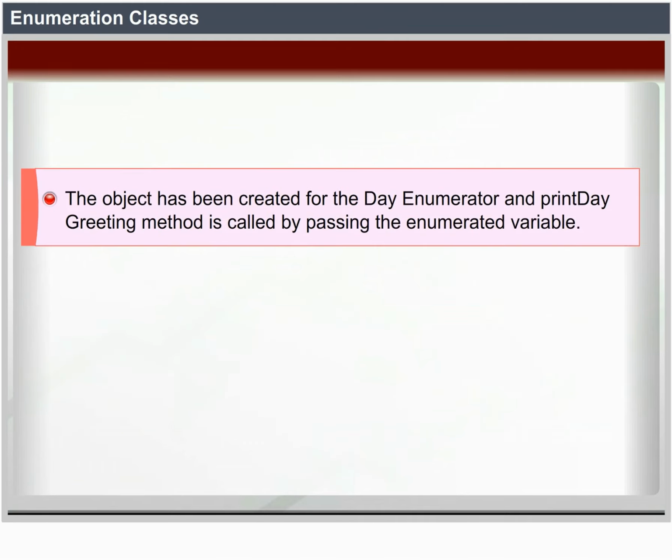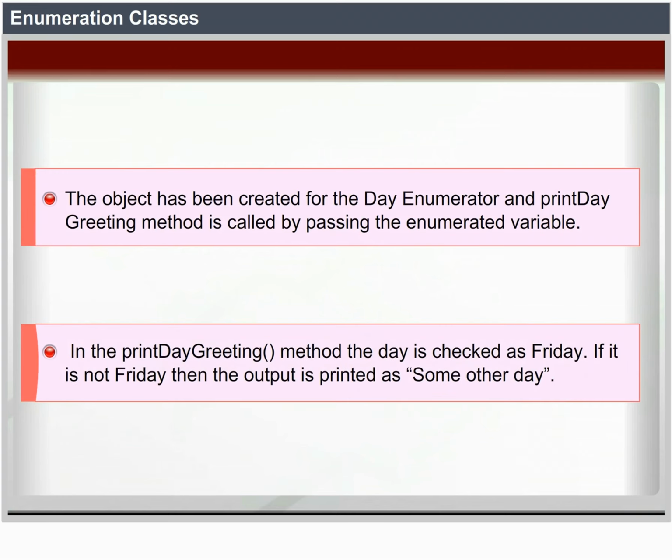The object has been created for the Day enumerator, and the printDayGreeting method is called by passing the enumerator variable. In the printDayGreeting method, the day is checked as Friday. If it is not Friday, then the output is printed as some other day.